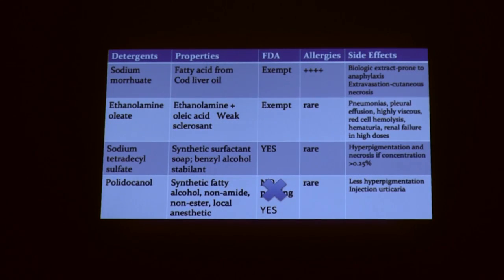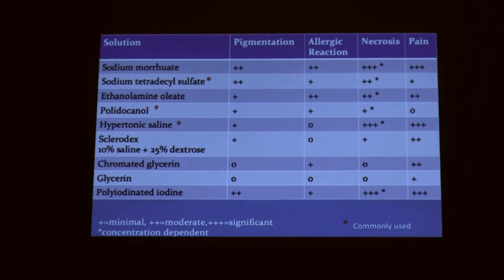You may have heard of, let me get to this slide here. You may have heard of saline. You may have heard of a sclera, which is polydocanol, or you may have heard of sodium tetradecyl sulfate. Those are the three most common. Glycerin is sometimes used, but that's pretty rare. So let's look at their profile.